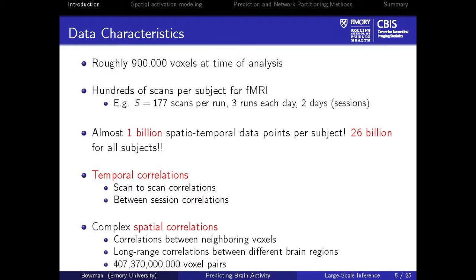And then just the mere number of voxel pairs. There are over 400 billion voxel pairs. So again, the point is that you have to somehow try to simplify this into a reasonable structure. You're not going to capture everything, but try to capture some of the main correlations in the data at the time of analysis.